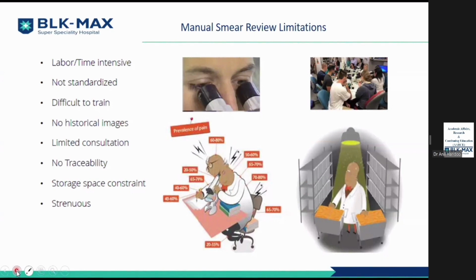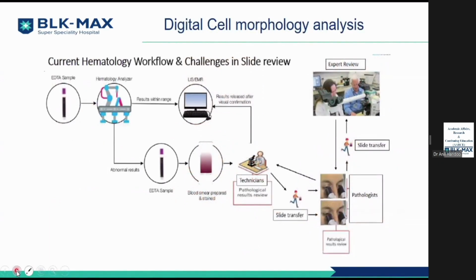And obviously, there are no historical images. Most of the times, I'm sure most of us, when we use smears in our laboratories, once we have gone through the smear review, we just drop it into a bin and let it go away. And obviously, no traceability, significant storage constraints, and strenuous activity, because you have to keep on doing manual labor. So practically speaking, for anyone to keep reviewing the smears all the time manually is always going to be relatively difficult.